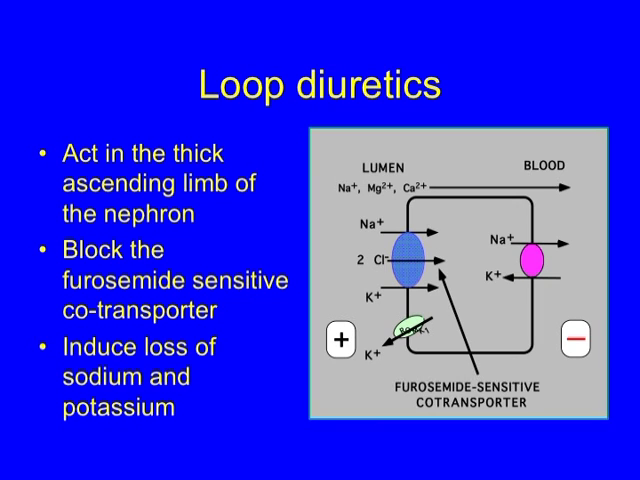Now, not to get too tubular on you, but this is just to remind you of how loop diuretics act. They act in the thick ascending limb of the nephron. They block the furosemide-sensitive cotransporter, which moves both sodium and potassium in this direction, and induces the loss of both sodium and potassium.